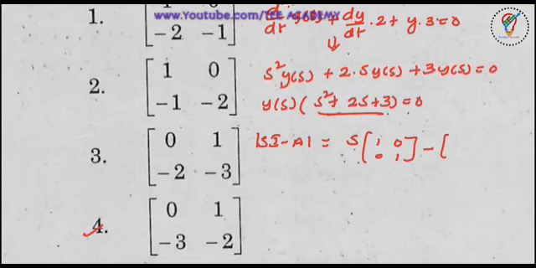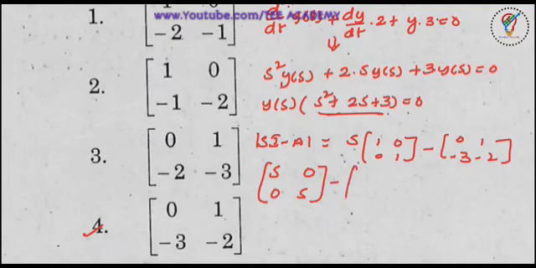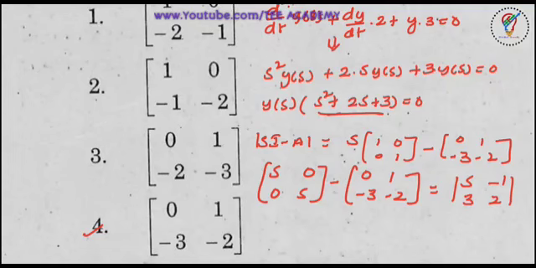Why? Because I know the answer. It is [0 1; -3 -2]. Now s 0 0 s, this matrix as it is. Now [0 1; -3 -2]. So if I again find here, what will we get? So s minus 1 plus 3 plus 2. So this is what we'll get here, right?